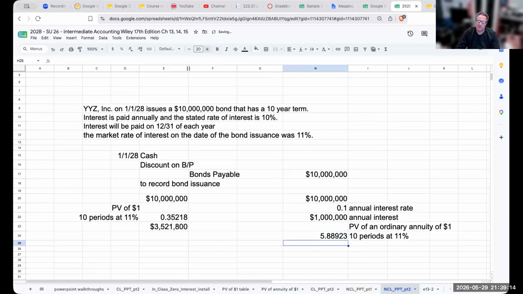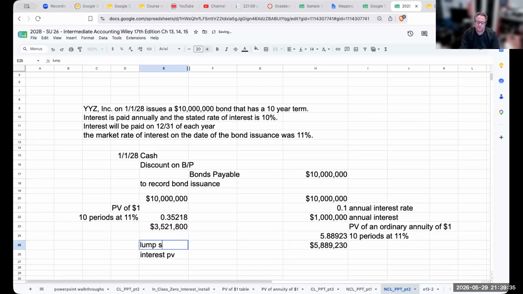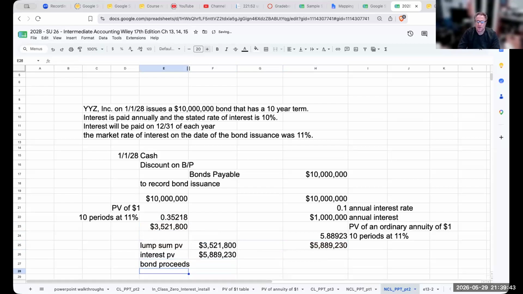So the value of this $1 million being paid out every single year is going to be 5,889,230. Okay, so the way I'm going to check my work is that if a bond is being issued at a discount, when I add up the lump sum and the interest present value, which is here and here, this is going to give me my bond proceeds.